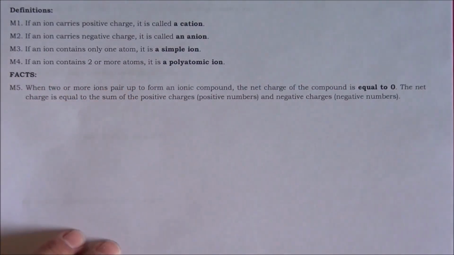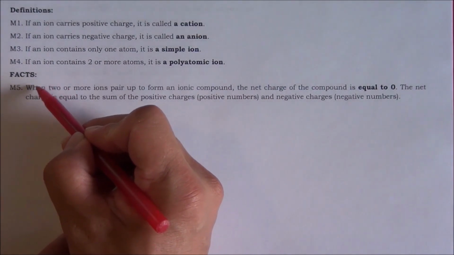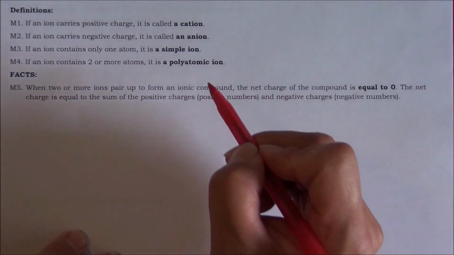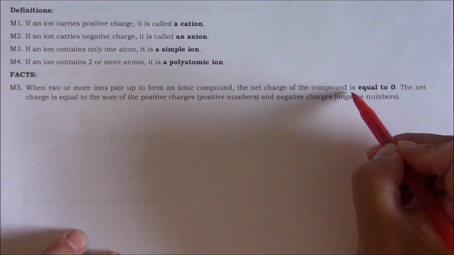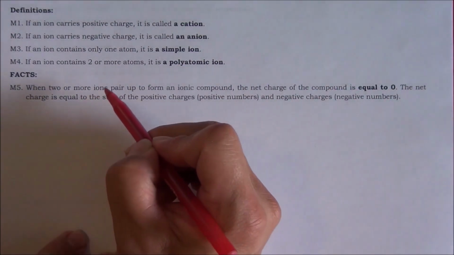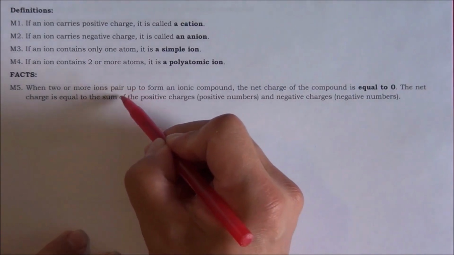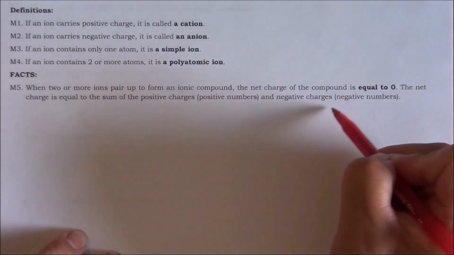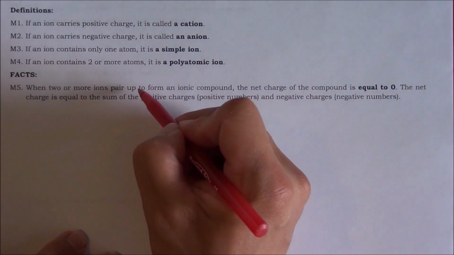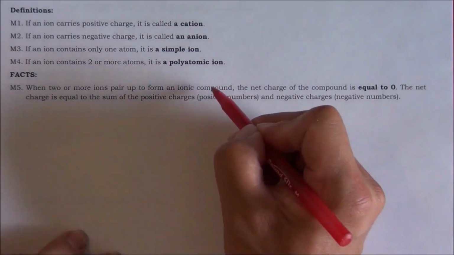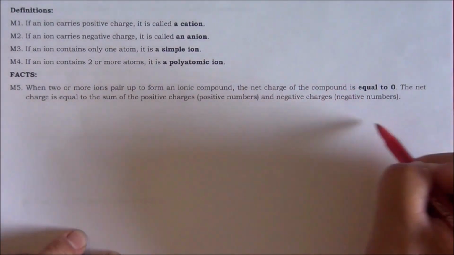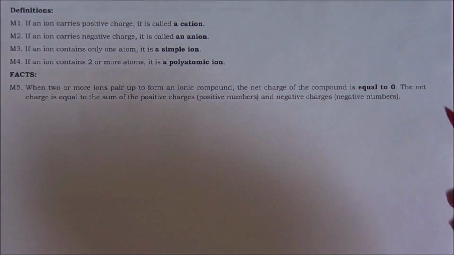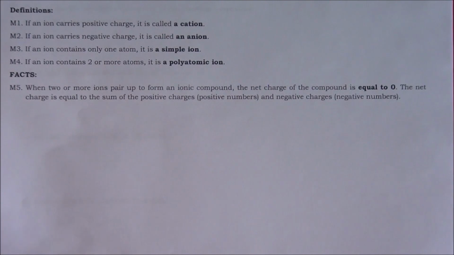M stands for memorizing. The rule says when 2 or more ions pair up to form an ionic compound, the net charge of the compound must be equal to 0. And the net charge is equal to the sum of the positive charges and the negative charges. I want to emphasize that the positive charges are positive numbers and the negative charges are negative numbers. That's how you can make the sum equal to 0. From this rule, we can draw 3 conclusions.